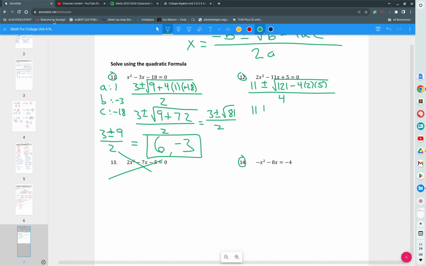It is now 11 plus or minus the square root of 121 minus that, okay? Is it 121 minus, or is it going to be 121 plus? Minus. 121 minus 40 is 81. We get 81 again. So how many solutions are there? 2. So I could take the square root of 81, which is 9. And I can use that to find my two solutions. What is 11 plus 9 divided by 4? I get 5.